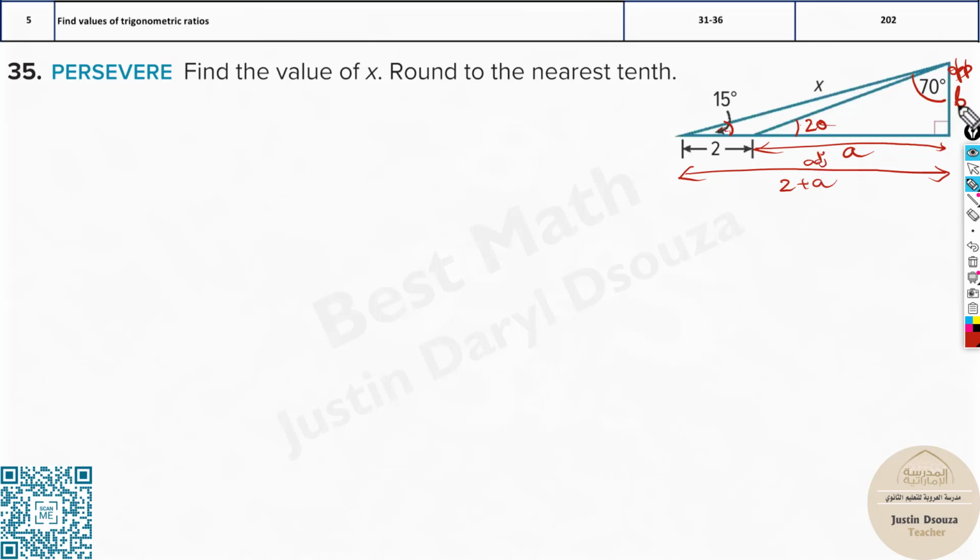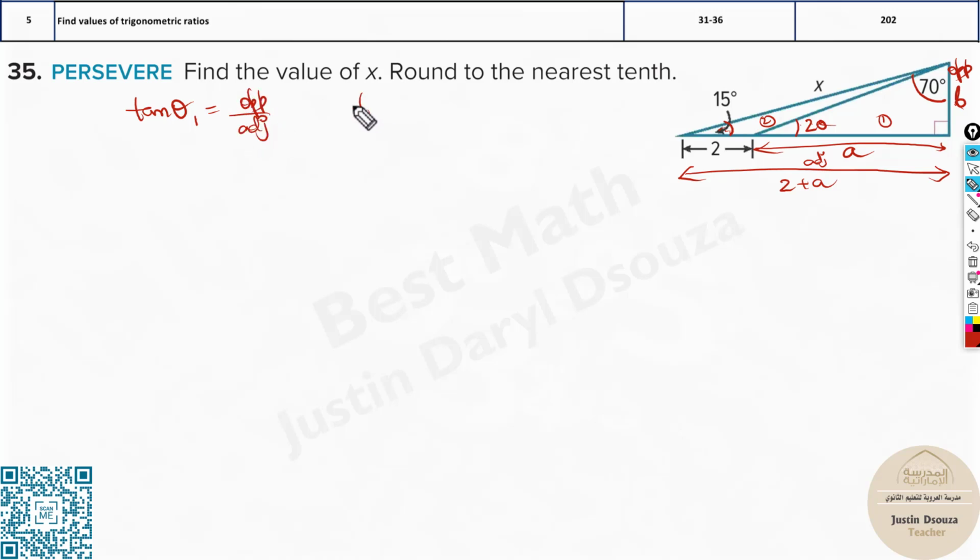So what do we know? These two sides are opposite and adjacent. Which trigonometric function relates both of them? It's only tan theta. So I can write tan theta. I'll take this as the first triangle and the outside one, the total one, as the second one. So tan theta 1 will be equal to opposite by adjacent.